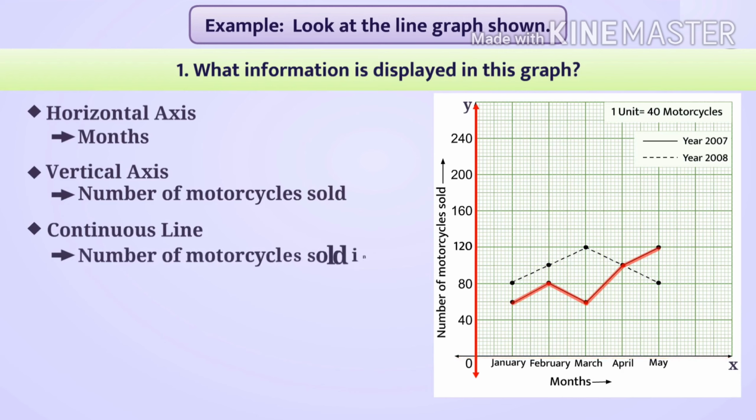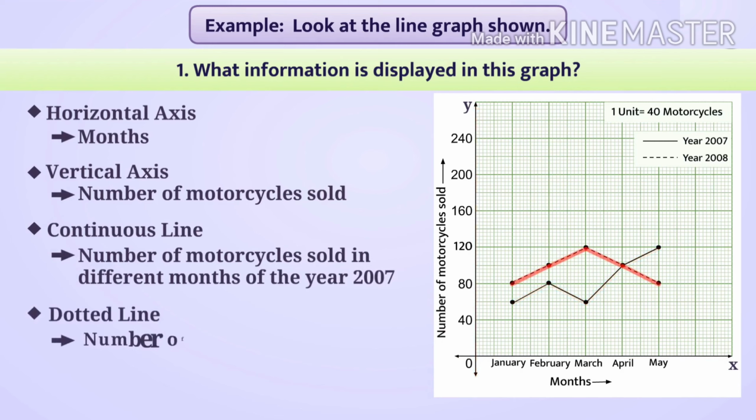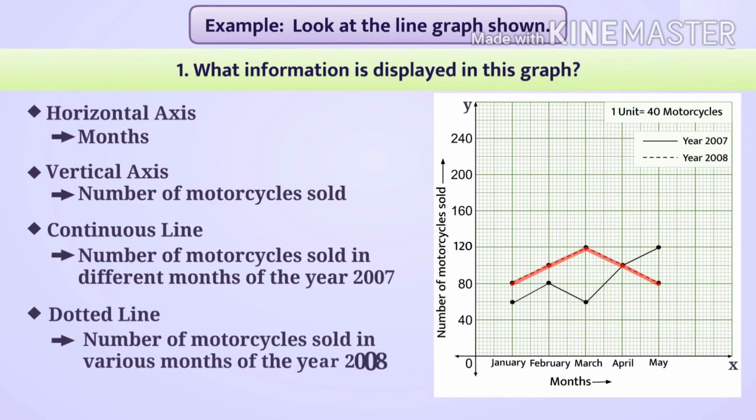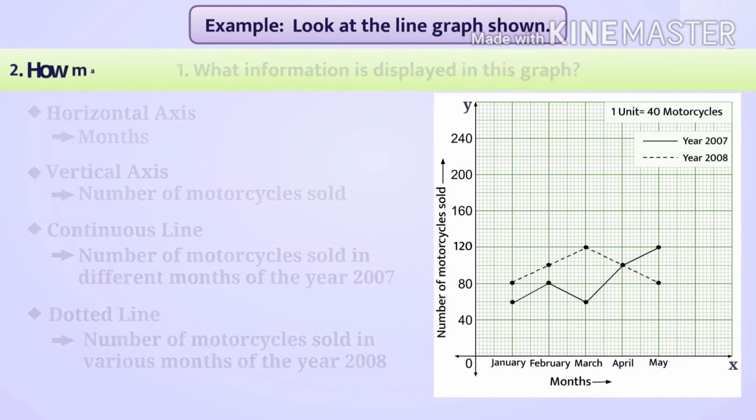The number of motorcycles sold in the different months of the year 2007 is shown by the first line, and the dotted line shows the number of motorcycles sold in the various months of 2008. We will use this information to compare the data. Let's take the next question.